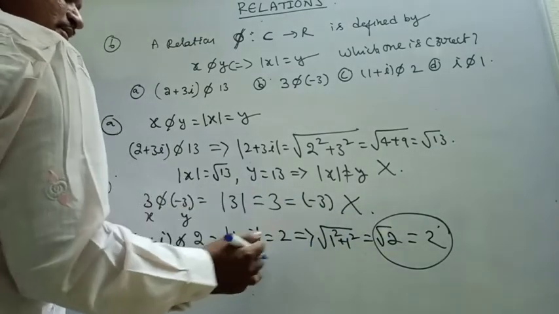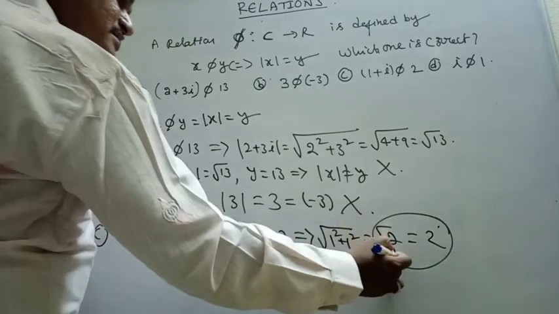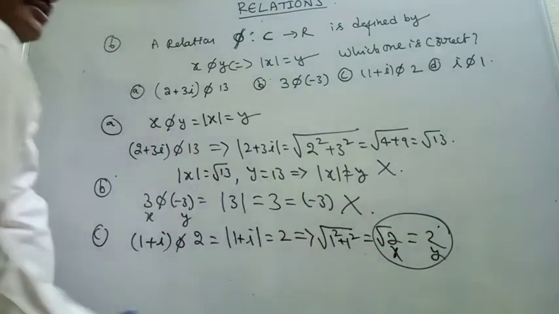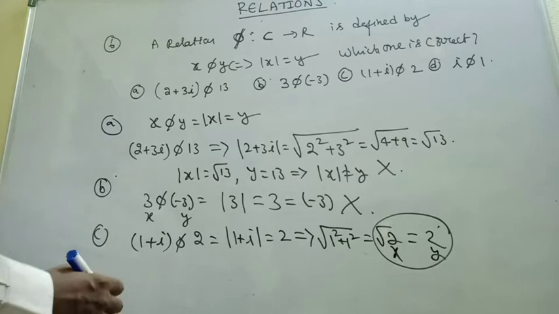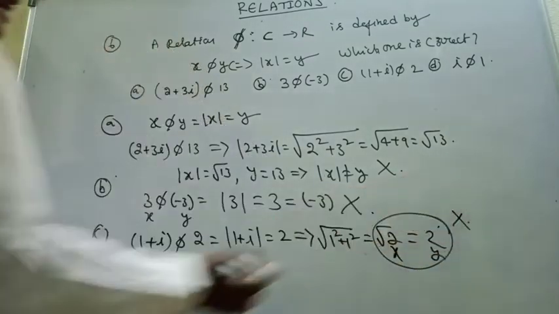Root 2, okay, this is what x is, x is this and y is this. Root 2 will not be equal to 2. That's why it is not satisfying. Even option C is not satisfying like this.